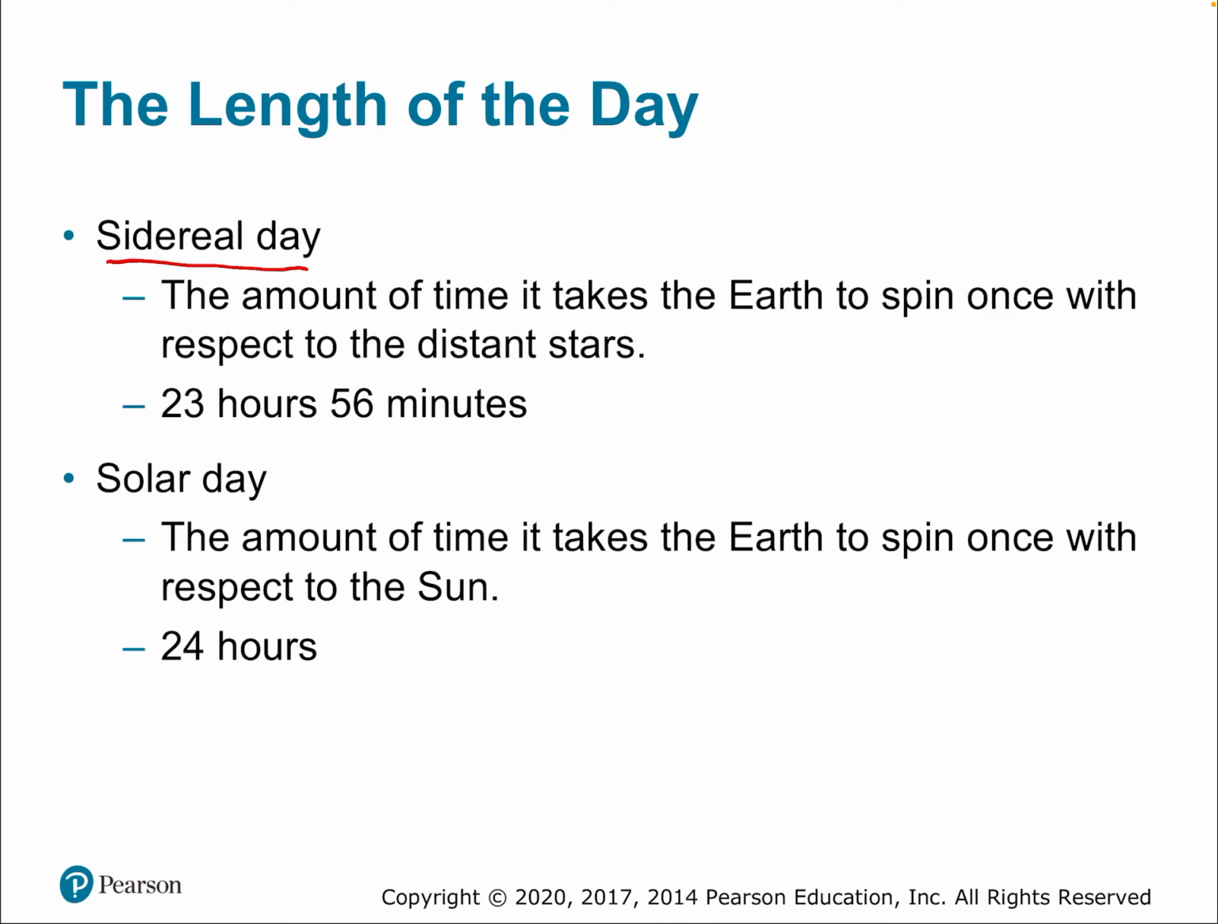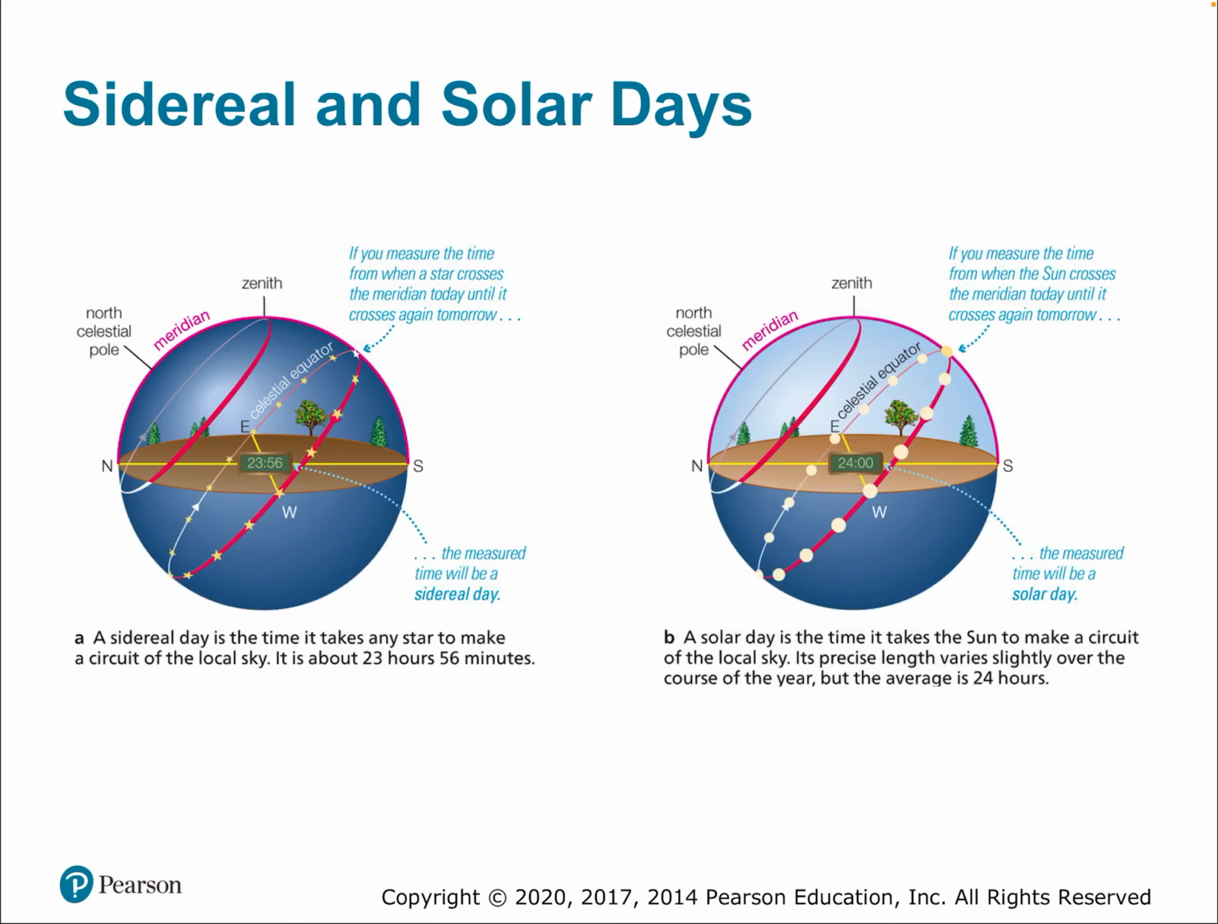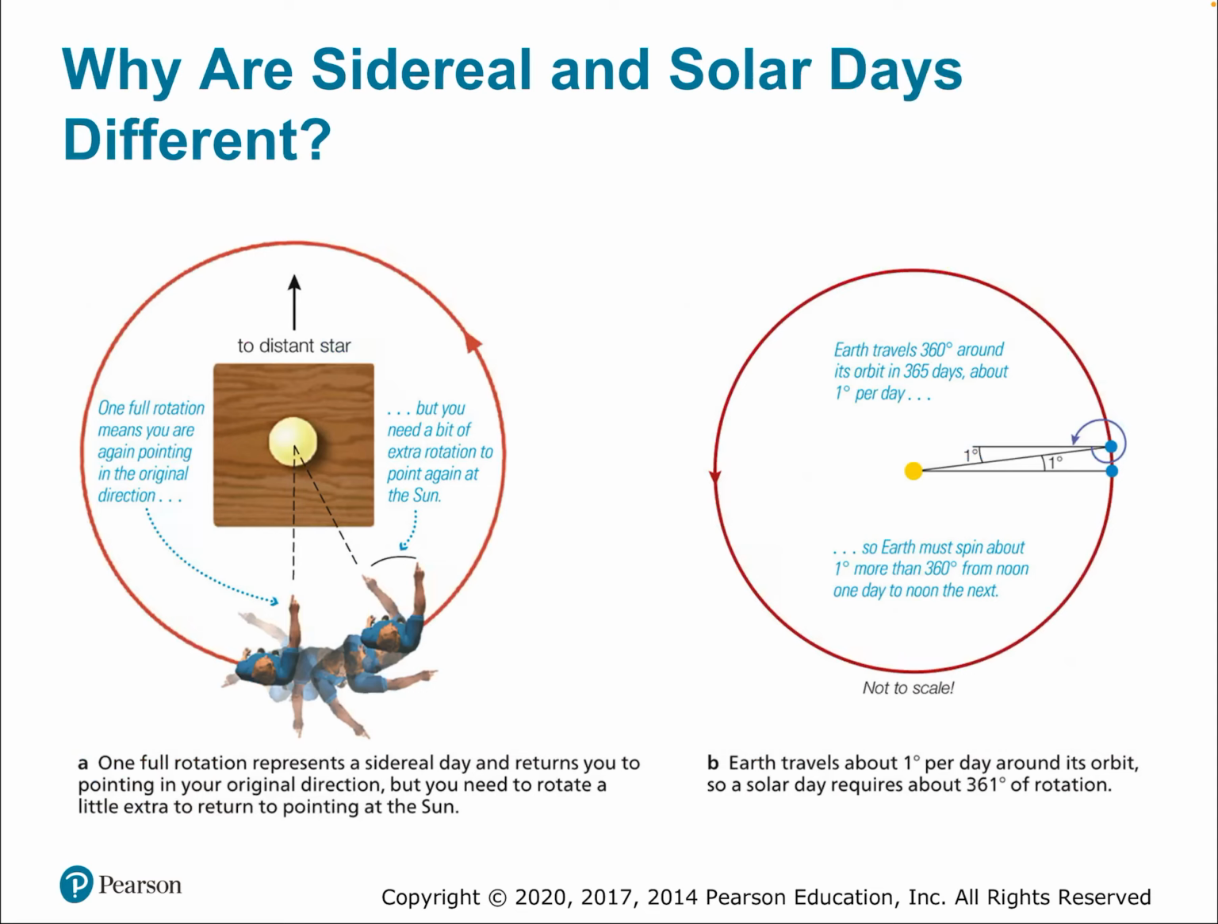The sidereal day is the amount of time it takes the Earth to spin once with respect to distant stars. The solar day is the amount of time it takes the Earth to spin once with respect to the sun. Again, that one's 24 hours. This one must be slightly shorter, so it's 23 hours and 56 minutes. Okay? That is the key idea. Star returning to the same position, sidereal. Sun returning to the same position, solar. Which one's longer? The solar day. Okay? Now, why is that? Why is it slightly longer?